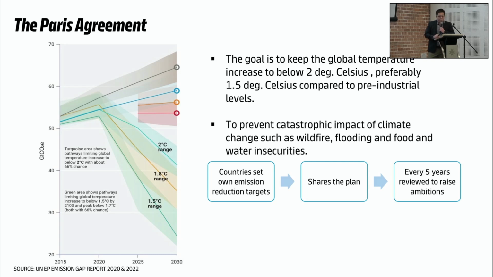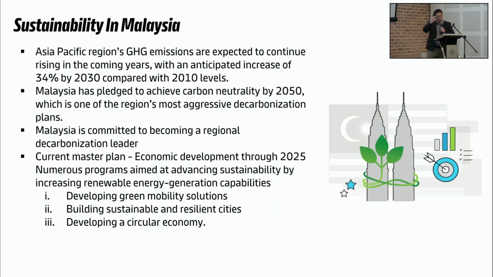And how do we do that? Now in Malaysia, as part of the members who signed this treaty, we have actually set up quite an ambitious goal. Malaysia pledged to achieve carbon neutral by the year 2050. In the APEC region, it's one of the most aggressive decarbonization plans compared to other countries.